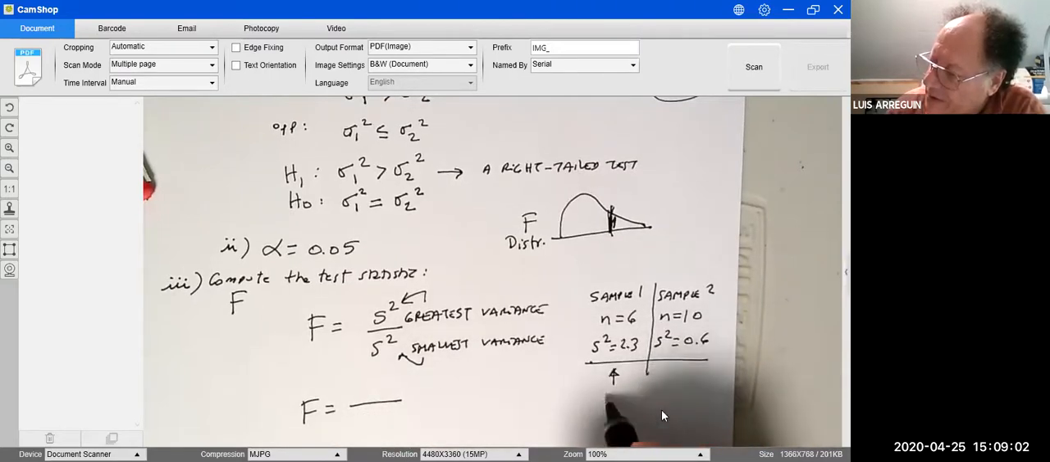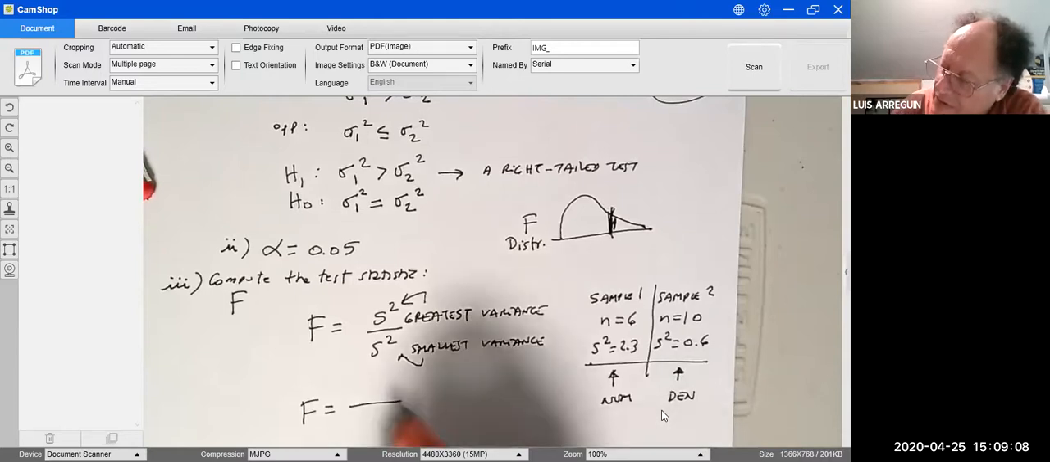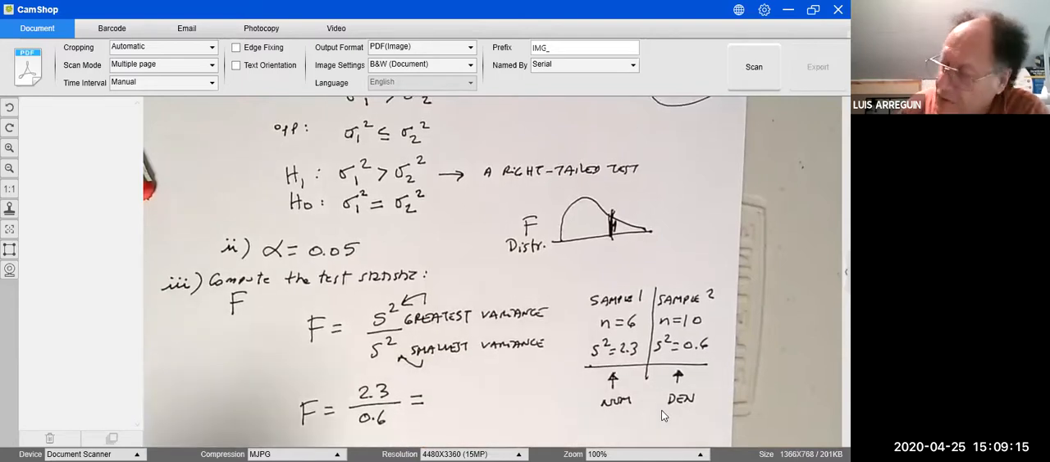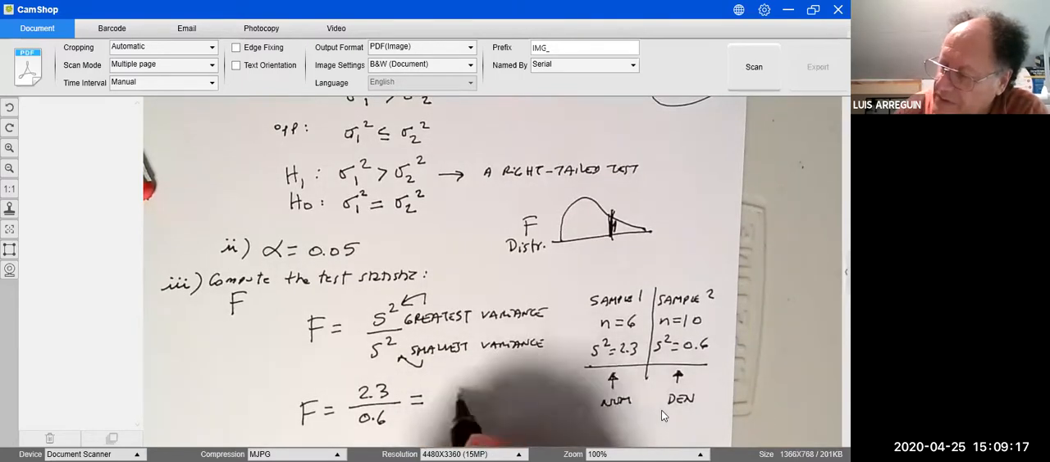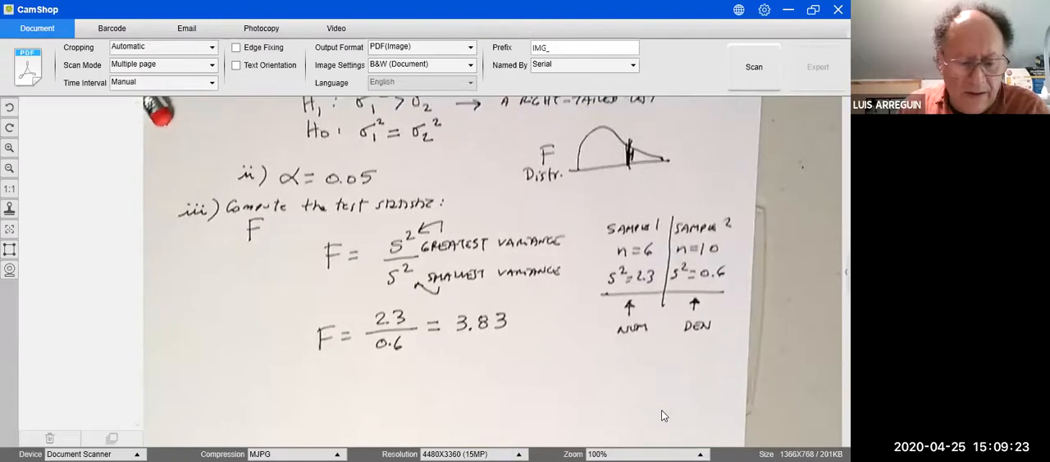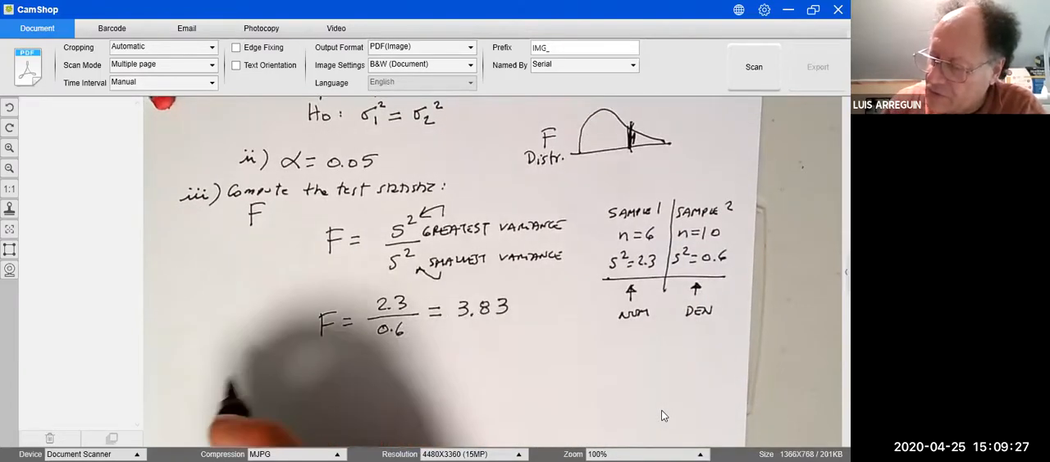So F, in this case, is going to be the greatest over the smallest. So this is my numerator, and this is the information for my denominator. So it's going to be 2.3 over 0.6. We do these computations by using just a simple calculator, and we're going to get 3.83.